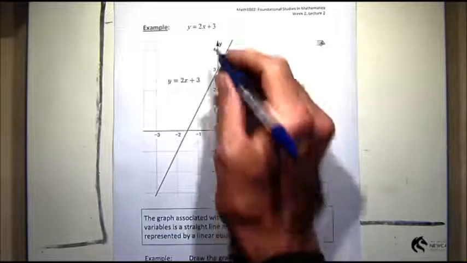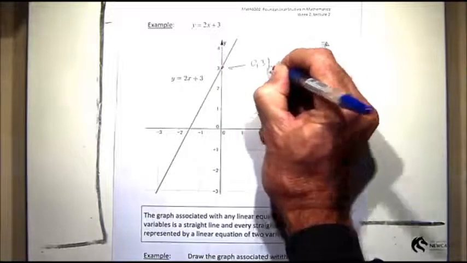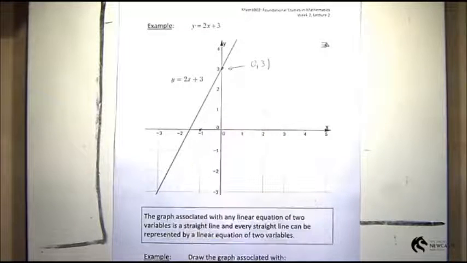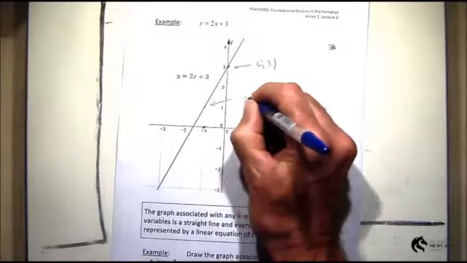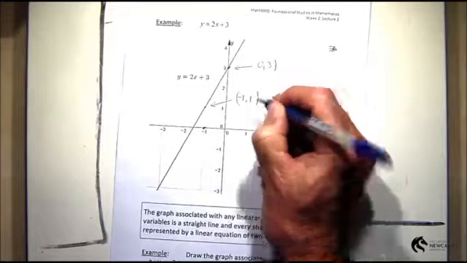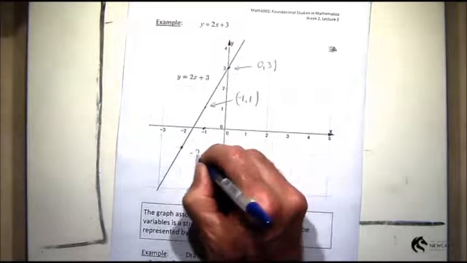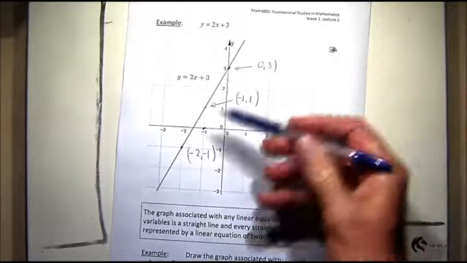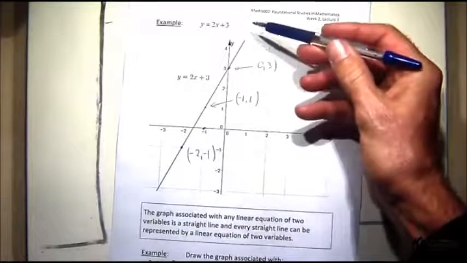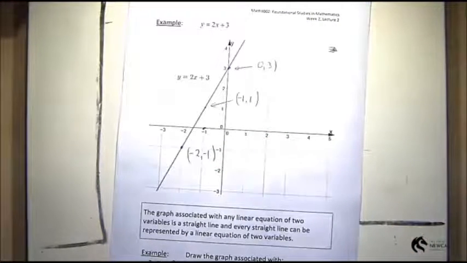So here is the point 0, 3. X is 0, y is 3. Likewise, x is minus 1, at which point y is minus 1, 1. There's the point minus 1, 1, and so forth. Minus 2, minus 1, there it is. And if I were to do that for every possible x, this is the object that I would get. This is the shape that I would get. So in this case, it's a straight line.